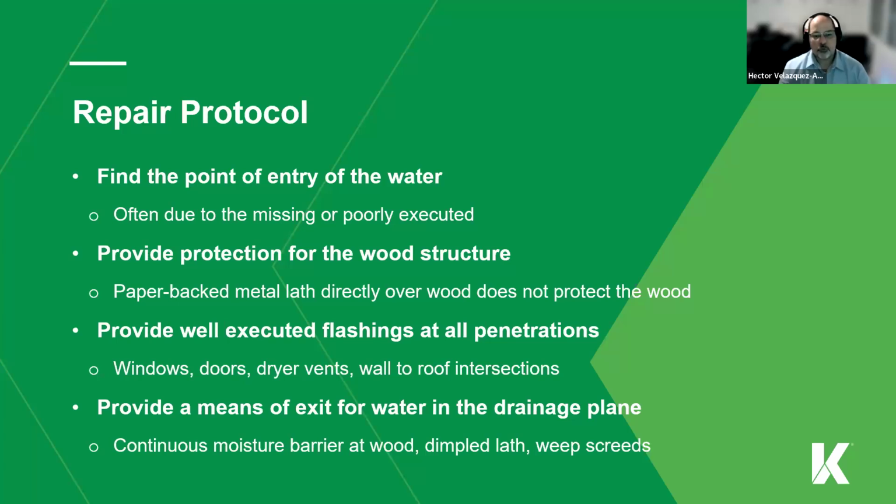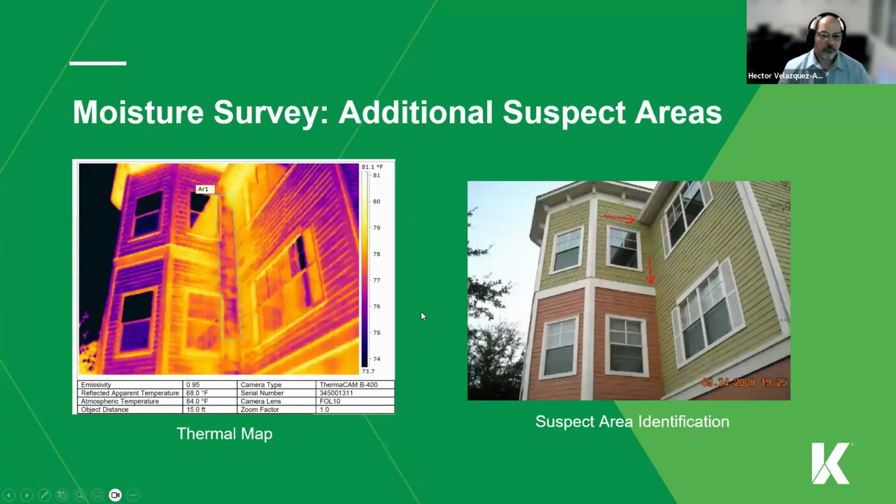Provide protection for the wood structure. Paper bag metal mat directly over wood does not protect the building. There has to be a different product that is my moisture protection against my wood. That is the one that creates my, what's the word that we used before? I'm sorry. Let's go here.